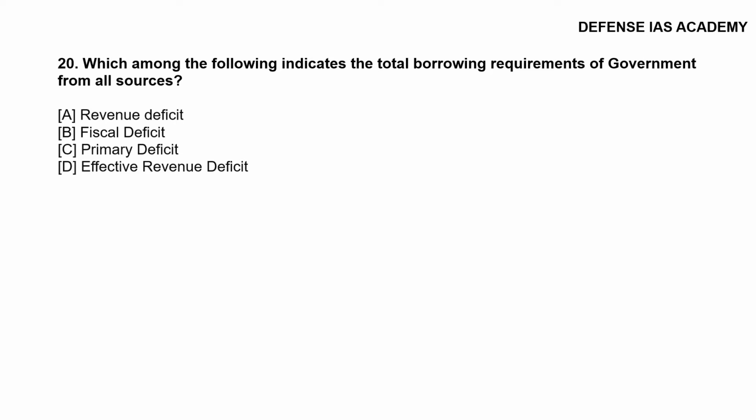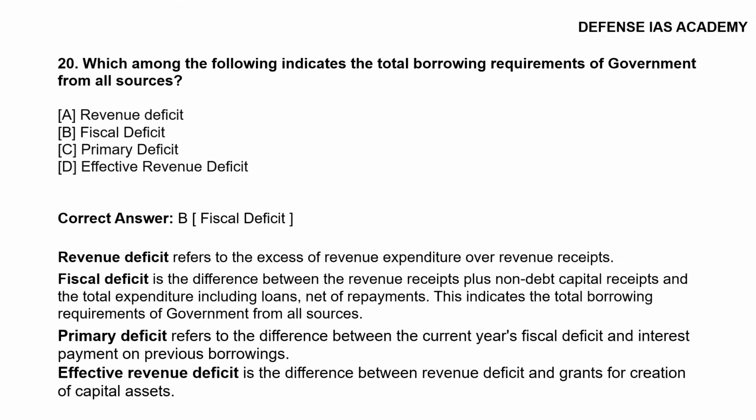Question number 20. Which among the following indicates the total borrowing requirements of government from all sources? The total borrowing requirements of government from all sources. The correct answer is option number B, fiscal deficit. Now let's see what the definitions are for all these deficits. Now, what is revenue deficit? It refers to the excess of revenue expenditure over revenue receipts.